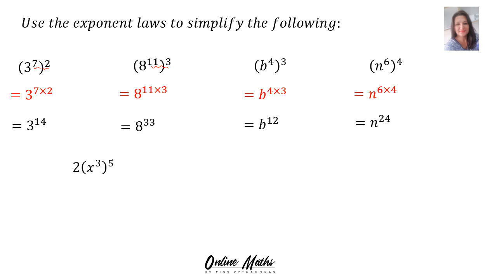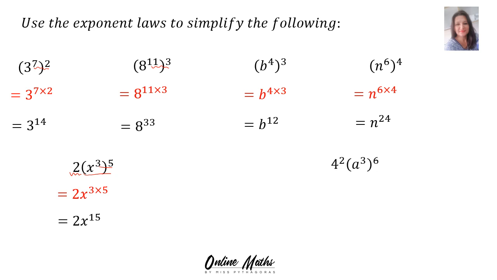Now on this one, you must be very careful, because the 2 is outside of the bracket here. It's got nothing to do with the power to the power. So you will just write down the 2, and then on the exponents it will be 2 to the x 3 times 5. Why? Because of the bracket. And the answer is 2 to the x, 2x to the 15.